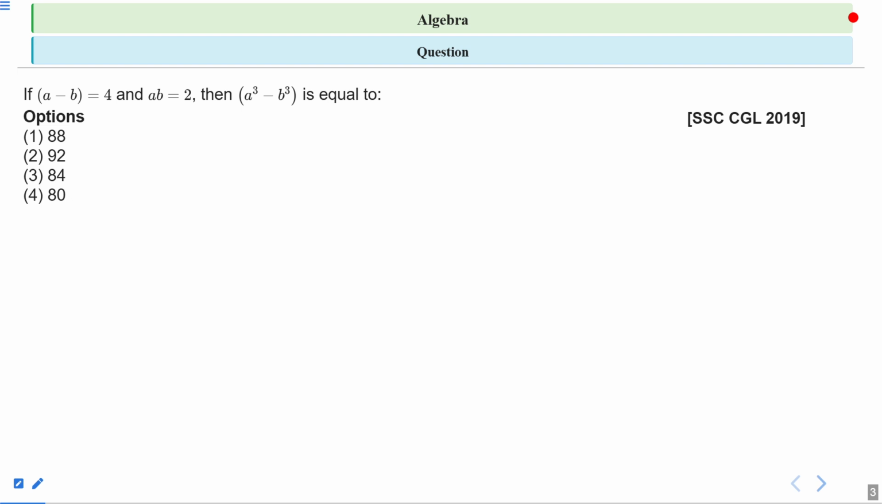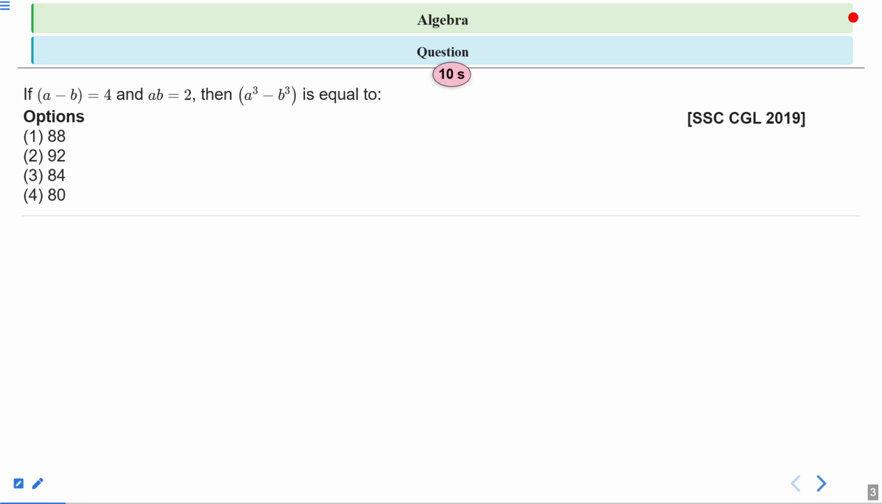Now see the first question. If a minus b equals 4 and a into b equals 2, then what is the value of a cube minus b cube? This question was asked in the SSC CGL exam 2019. There are four options: first is 88, second is 92, third is 84, and fourth is 80.